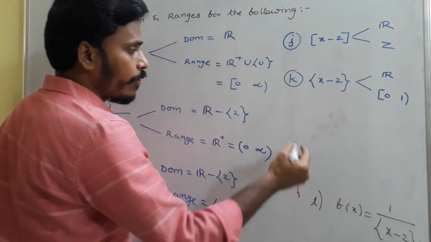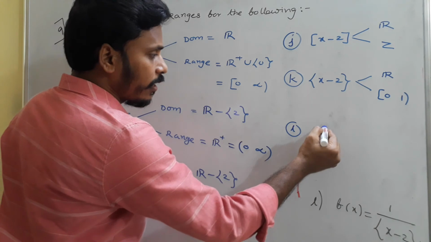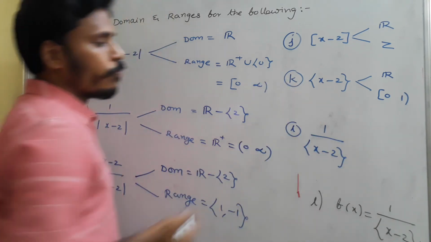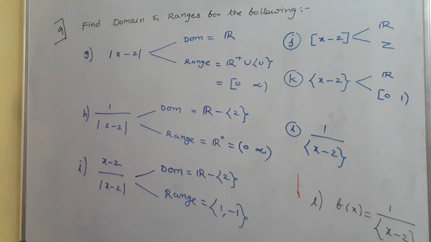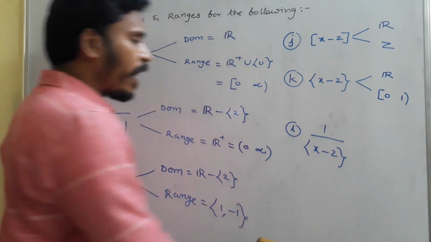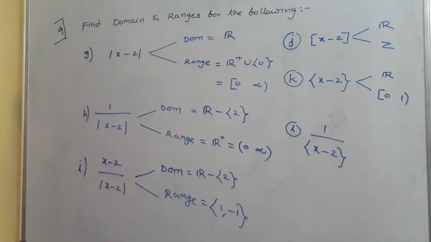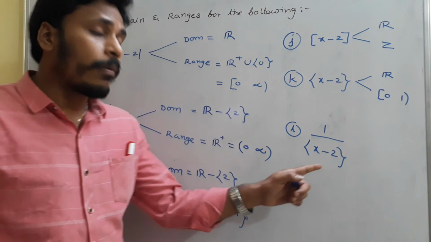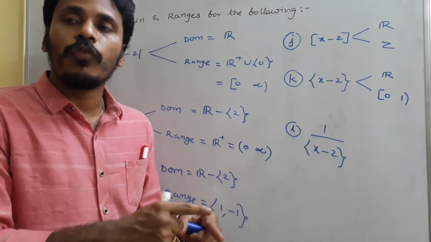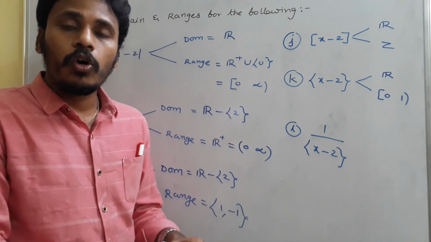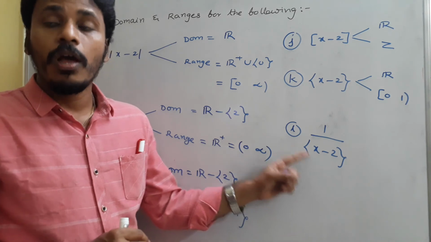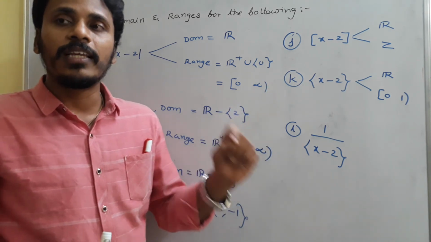And another function I have at the end, L. You just think about it, 1 by the fractional part of x minus 2. Again there is a denominator. If something is there in the denominator, you need to think about whenever it is 0. You need to eliminate that. If the denominator is 0, then the function won't exist, we can't get any output there. So you need to eliminate the values whenever the denominator is 0 from all the real numbers.